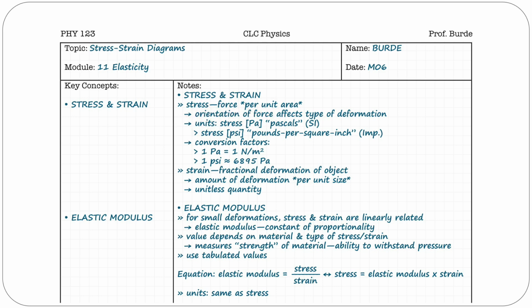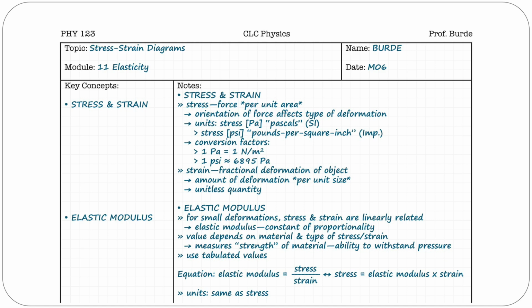If that force is perpendicular to the surface, across the surface, then a stress, a force per unit area, is a pressure. It has units of pascals in SI. That is, newtons per meter squared is 1 pascal. Or it can also be given in pounds per square inch in the imperial system. 1 psi is about 6,900 pascals. You can convert newtons to pounds and meters squared to inches squared and get that conversion factor.